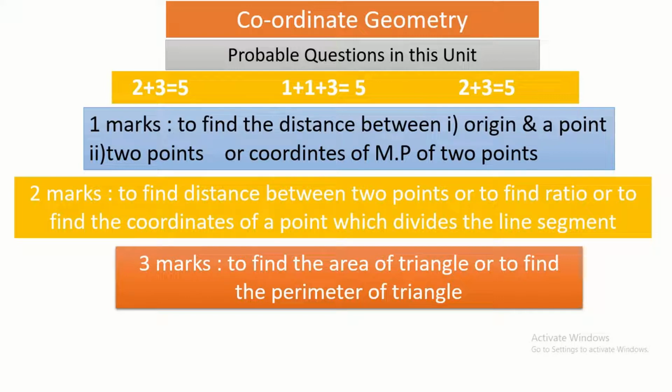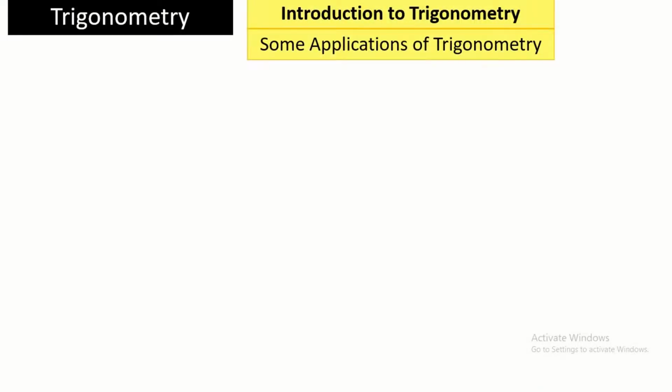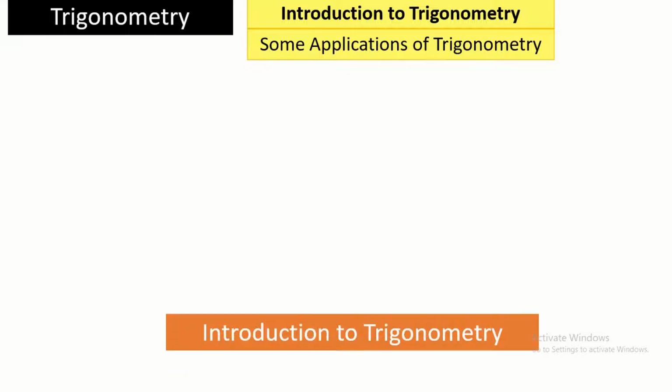And also for 3 marks, questions on the basis of the section formula may appear. And then we move on to the next one, that is trigonometry. In trigonometry, there are 2 units. One is introduction to trigonometry, and the second one is some applications of trigonometry.